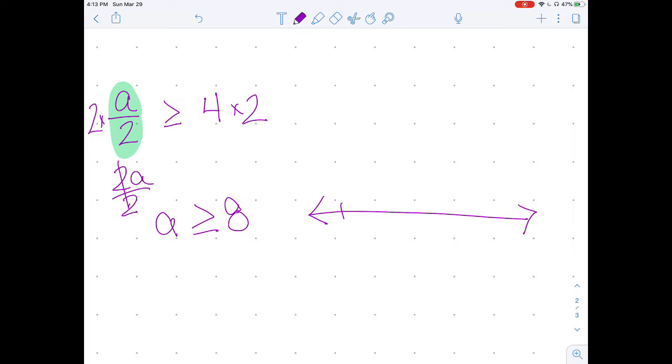Get out another number line. Let's make this 1, 2, 3, 4, 5, 6, 7, 8, 9, 10, 11, 12, 13. Okay. So we're going to circle 8. Since this one is equal to, we're going to color it in. Then this arrow matches the right arrow over here. So we color this one in because we need the numbers that are greater than or equal to 8. There we go. And that is how we solve one-step inequalities.